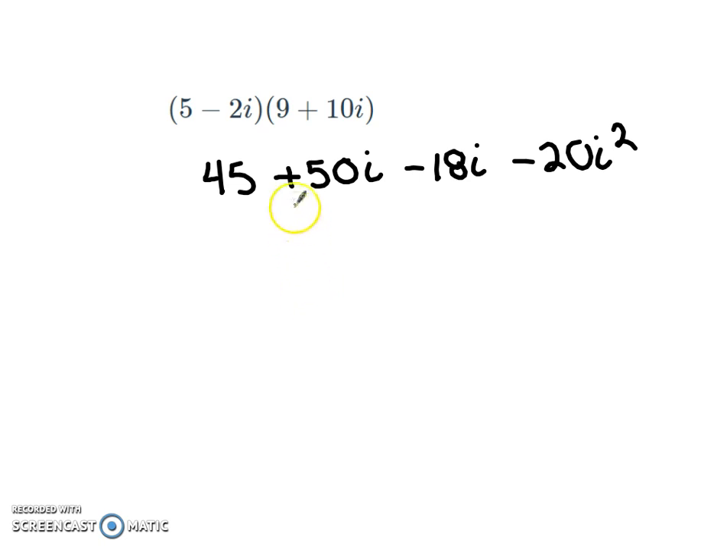Okay? These will combine to get you 32i. This is actually going to be a plus 20 because it's negative 20 times i squared, but i squared is negative 1. So I'll have 45 plus 20. That gets me 65. There's my answer. Okay? Hope that helps you.